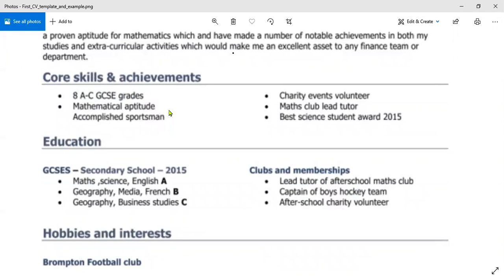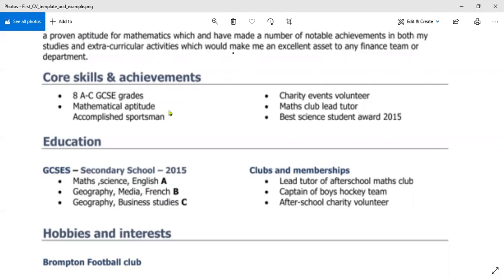Then you see the core skills and the achievements. You can write the core skills and the achievements. Like for example, he got 8 GCSE grades. So you have not done O levels, you have done matric. If you have got a good position in matric, you can mention it over here. If you have topped the board, you can say that I've topped my matric exams, or I've got first position in the class, or second or third position in the class.